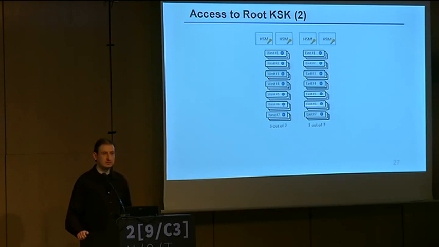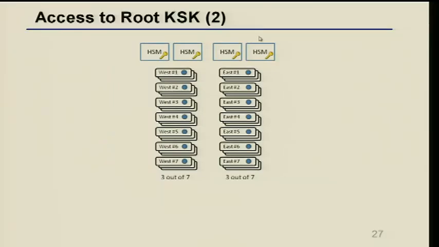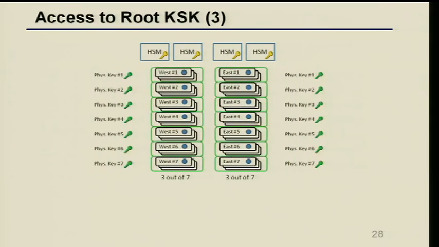Okay, how do you access or activate the private key inside the HSM? You need smart cards. There is a set of 7 smart cards West and a set of 7 smart cards East, and you need 3 out of 7 smart cards to activate the HSM and to do some signing. Okay, where are these smart cards?